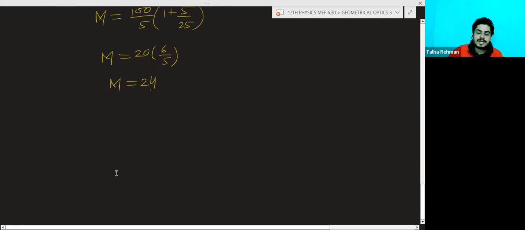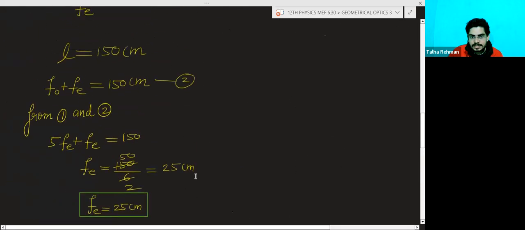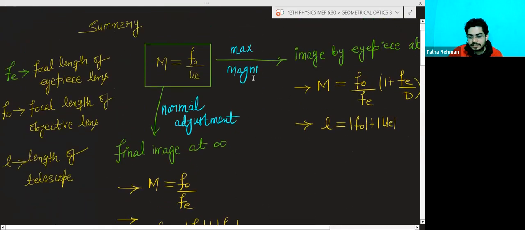After that, you have to find the length of the telescope. In case of the maximum magnification, the length of the telescope is this, FO plus UE.